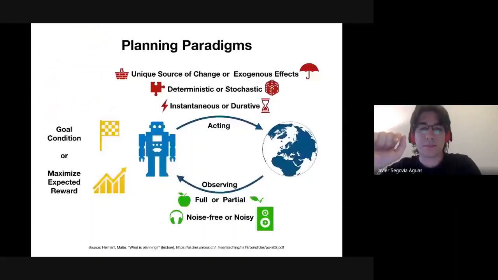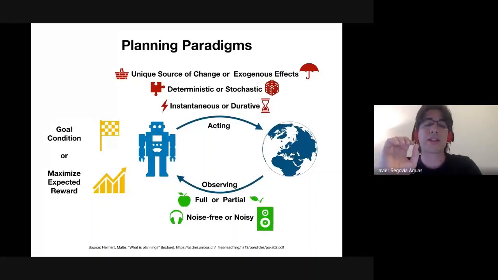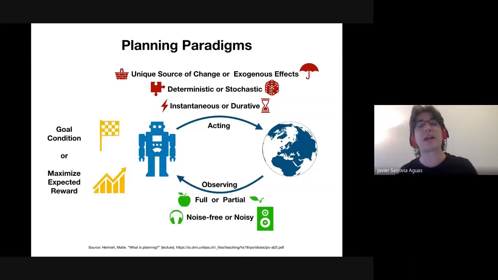Also, actions may be deterministic or stochastic, which is quite different from the previous one. It means that if I want to pick up a block, maybe my action fails. If my action never fails, it's deterministic in its effects. But if the action may fail, and I consider what the possible outcomes and possible failures are, then this is stochastic. And another thing is the time.